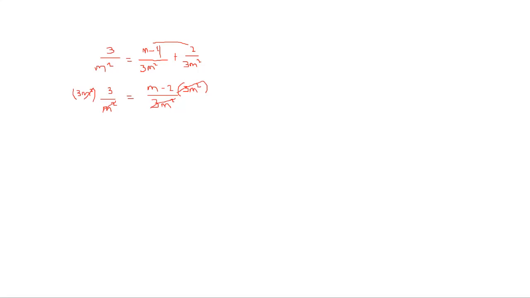And that leaves me, let's see, 3 times 3 is 9. So 9 would be equal to m minus 2. If I add 2 to both sides, 9 plus 2 is 11, and m minus 2 plus 2 would leave me m. So it looks to me like the answer is 11. So that takes care of my first example.